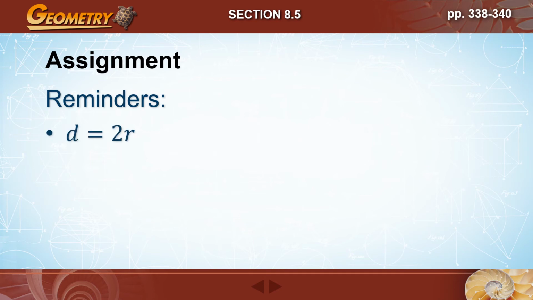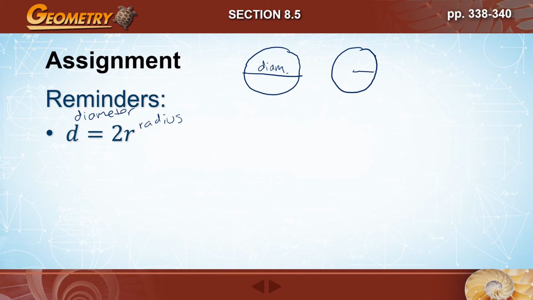The diameter of a circle is equal to 2 times the radius. Okay, so on a circle, this is the diameter. Okay, and this is the radius. So keep those in mind as you are working through your problems.